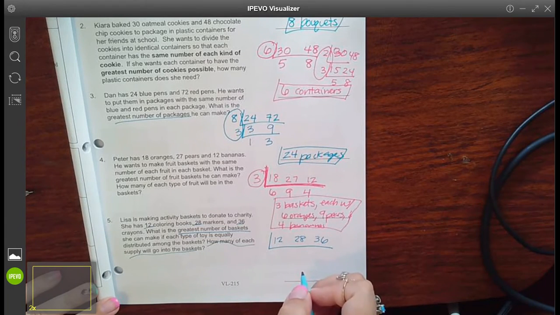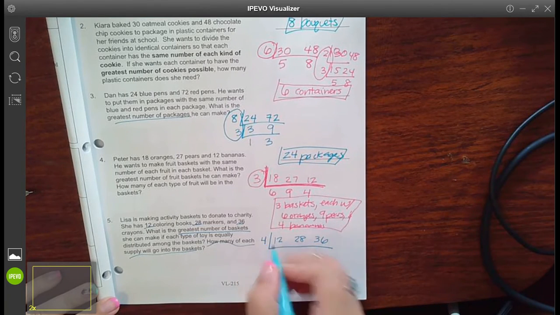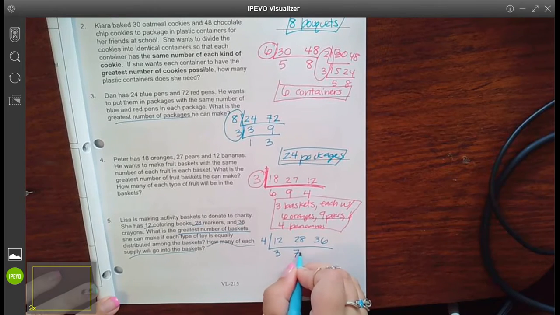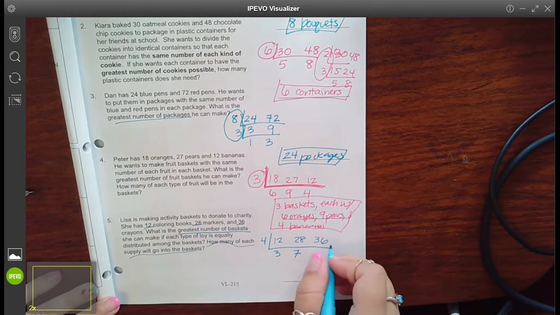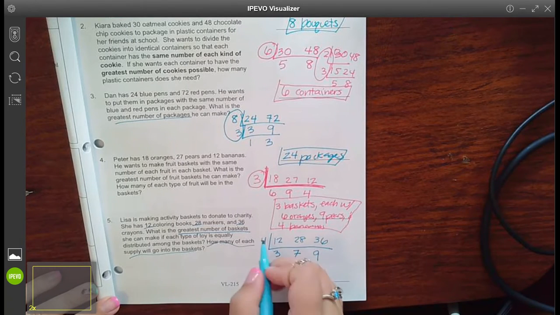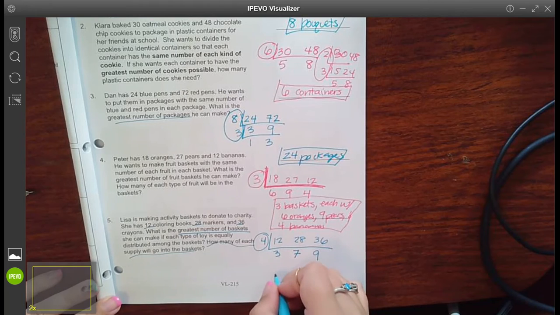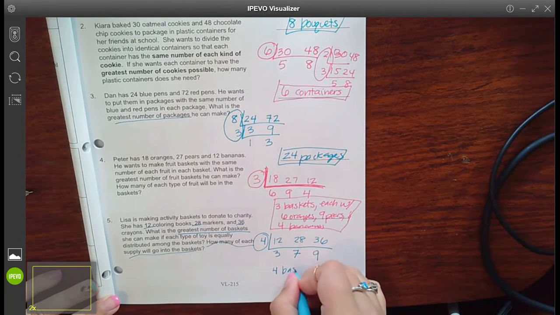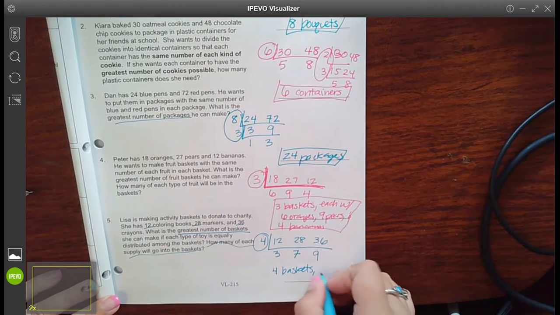2 can. So then you would have a slightly longer ladder than me because I see that 4 can. 4 goes into 12 how many times? 3 times. 4 goes into 28, 7 times. And 4 goes into 36, 9 times. Can anything go into 3, 7, and 9? No. So there's my GCF. That's the greatest number of baskets that we can make. And again, they want the specifics.